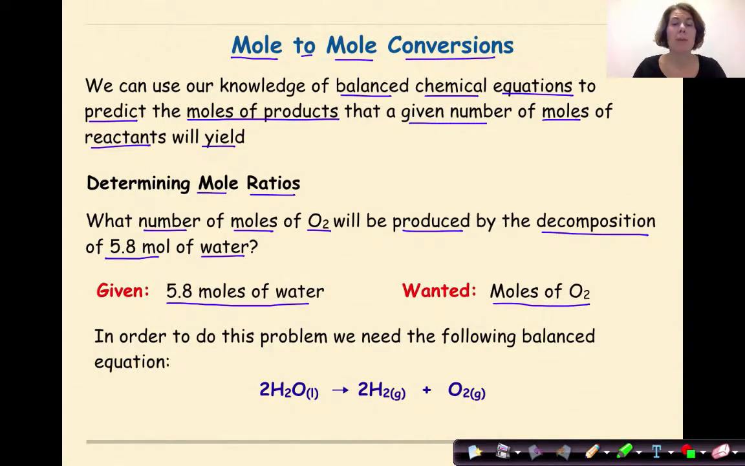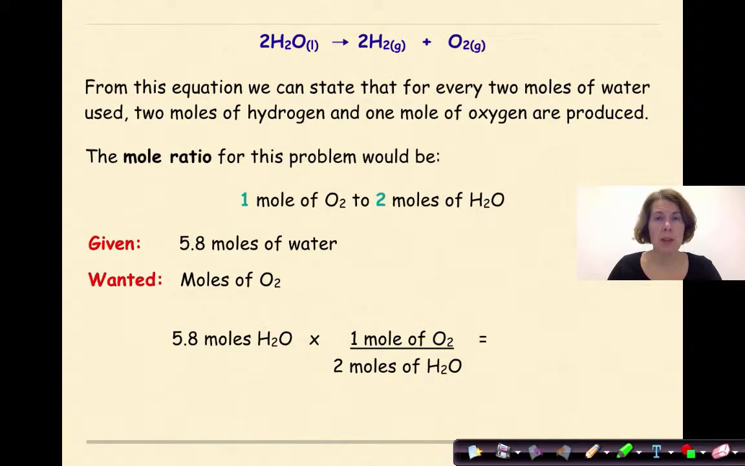In order to do this problem, we need the following balanced equation. And when you do a mole-to-mole problem, you will always be presented with a balanced equation on the Regents exam. If we look at this balanced equation, we can see that it's a decomposition reaction. We have 2 moles of water that decomposes into 2 moles of hydrogen gas and 1 mole of oxygen gas, because there's an assumed 1 in front of the O2. Again, it all comes back to the balanced equation. From this equation, we can state that for every 2 moles of water used, 2 moles of hydrogen and 1 mole of oxygen are produced.